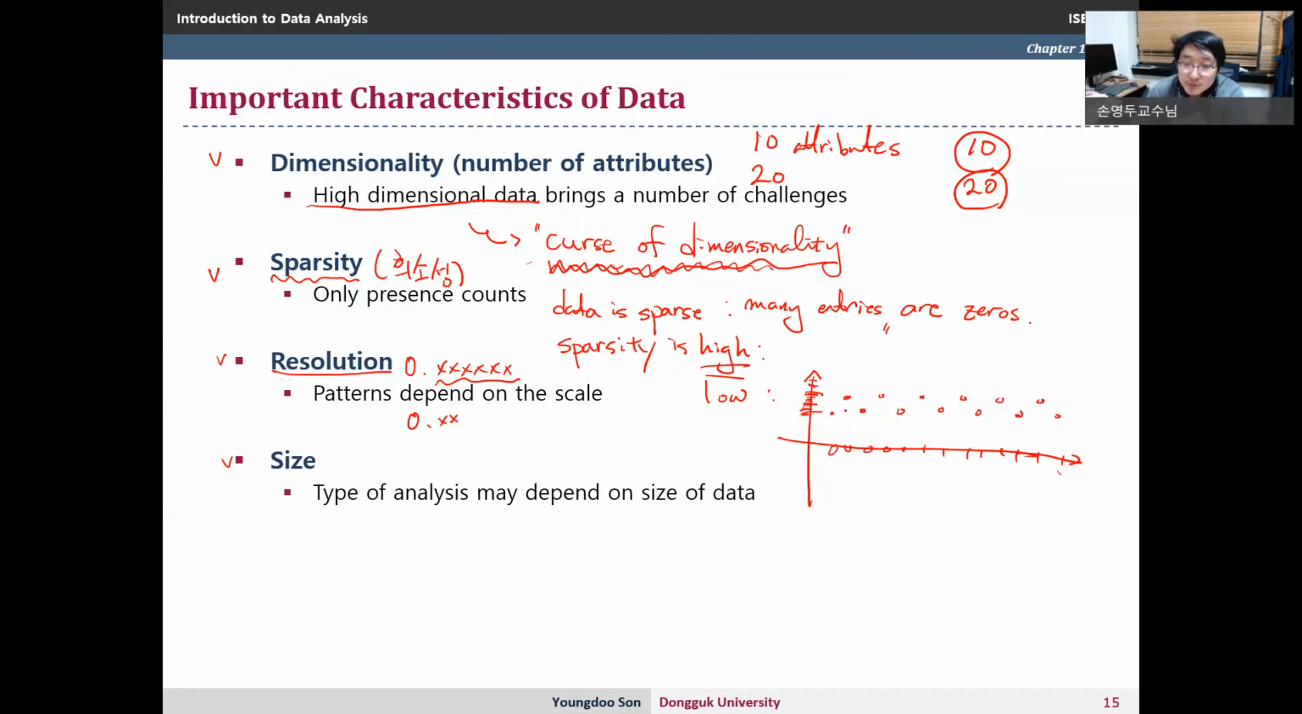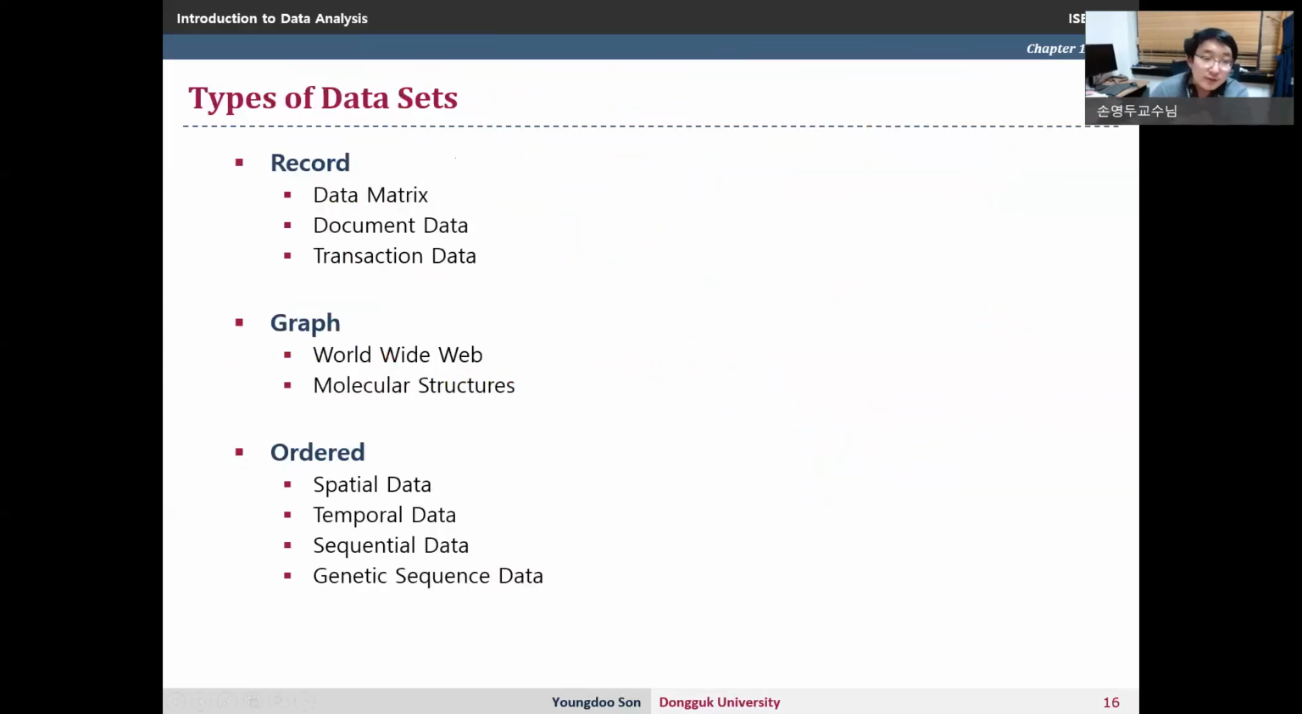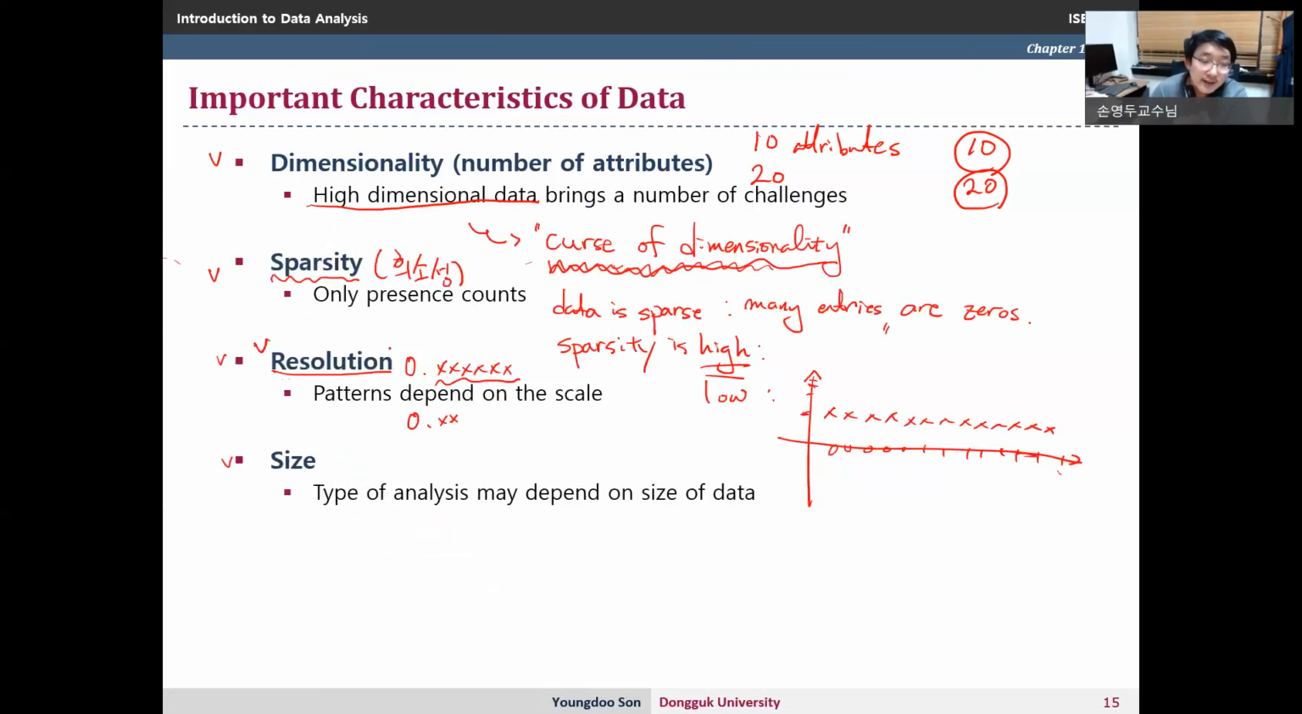However, if we make low resolution, so we only measure, for example, like this: whether this value is higher than 0 or not. Then every value is higher than 0 here. So we cannot find the patterns that we found before. Okay, so the resolution of data can affect the patterns that we can find.